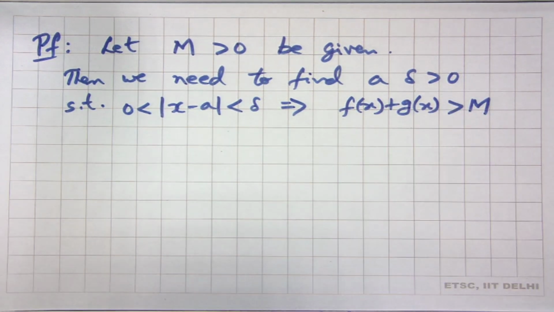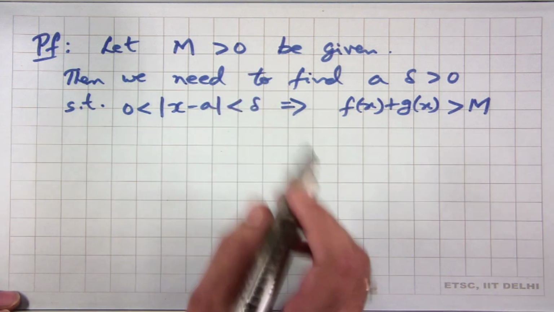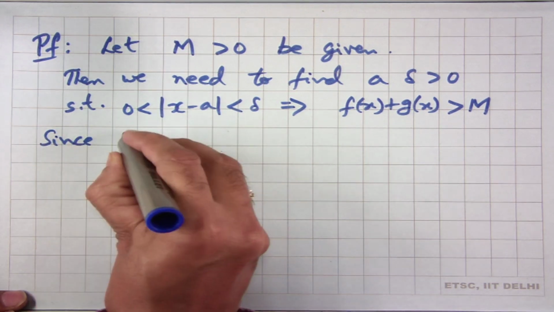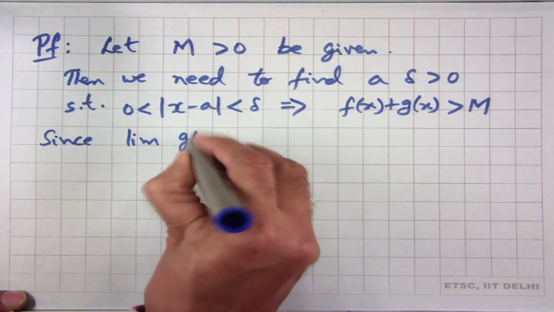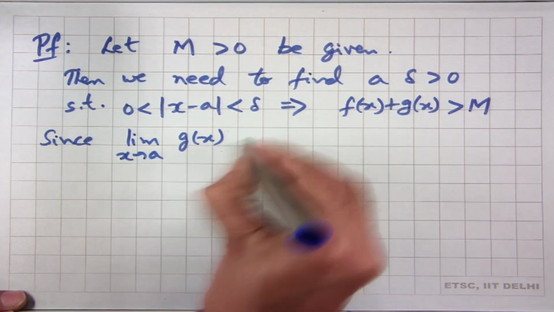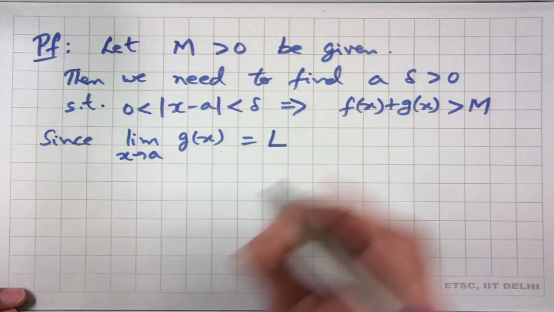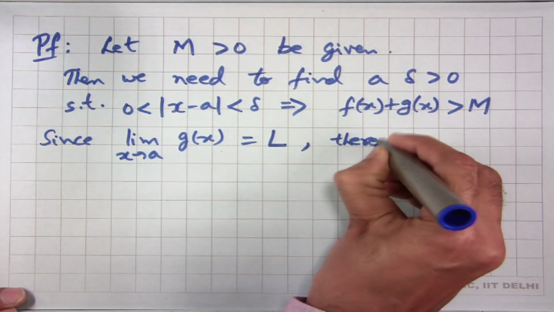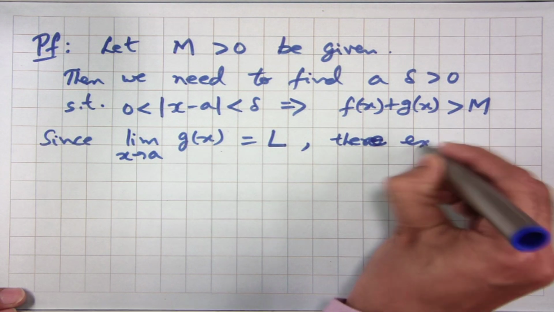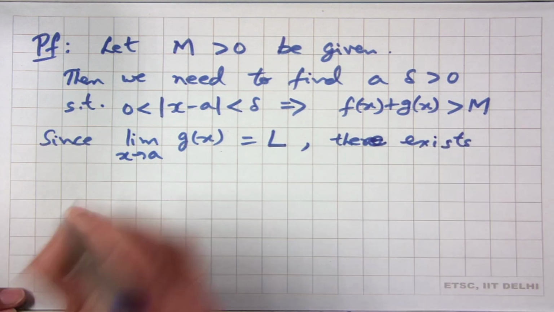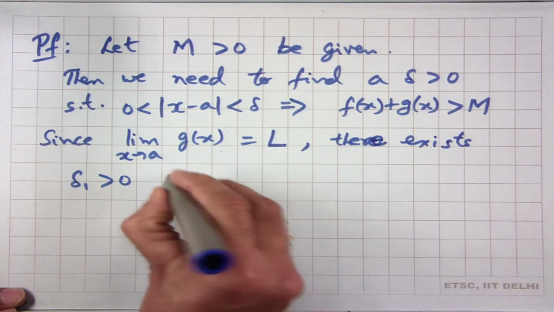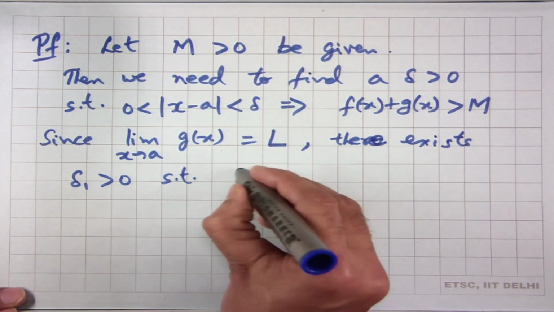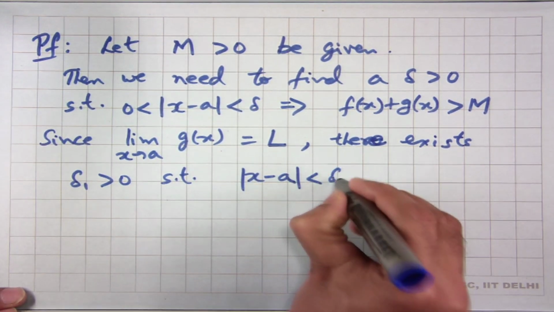But we are given that the limit of f x is infinity and the limit of g x is L. So, since the limit of g of x is equal to L, by the definition of this limit we know that there exists some delta 1 positive such that mod x minus a less than delta 1.